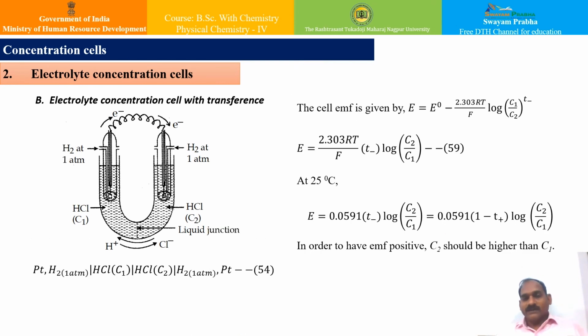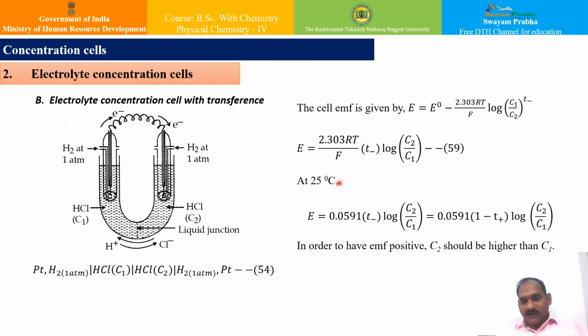So we can now utilize this concept to find out the EMF of this type of cell, that is, the electrolyte concentration cell with transference. So how can the cell EMF be given? It can be given with the help of the Nernst equation. That is, E is equal to E standard minus 2.303 RT upon F log of C2 upon C1, or log of C1 upon C2, to the power of the transference number of anion.